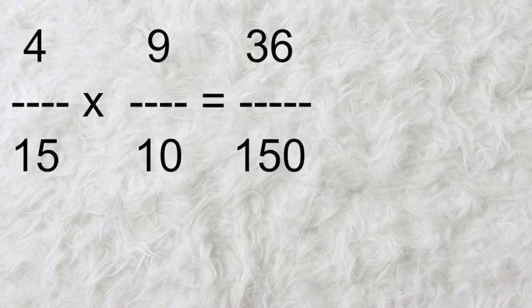So we put the fraction line. So 4 times 9 is 36, and 15 times 10 is 150. This is our answer. It's very simple. You just have to times the numerators and the denominators.